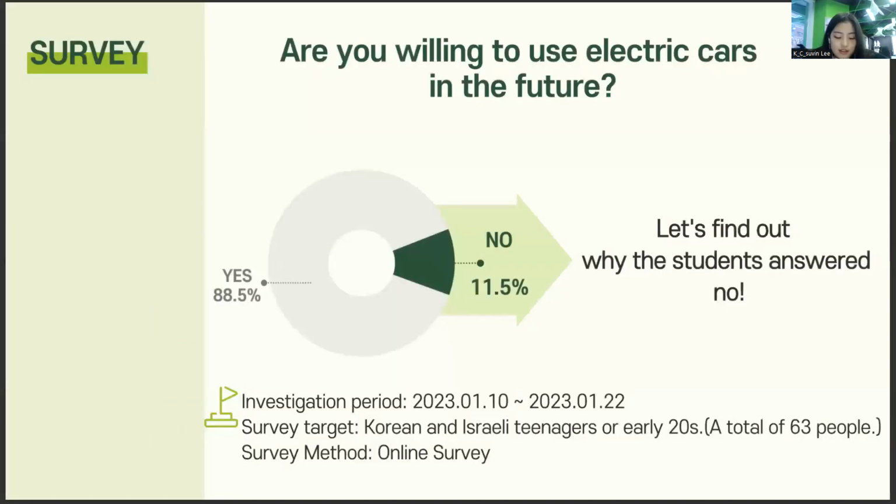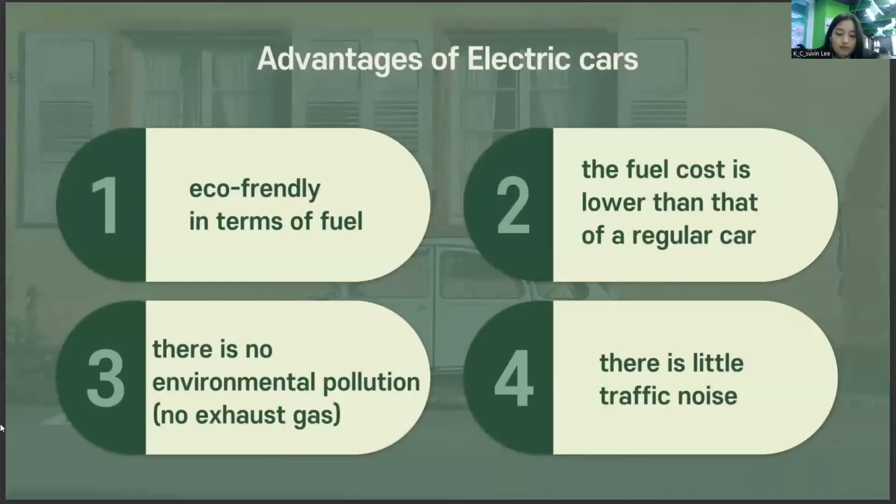To connect this with our theme, electric cars can solve environmental problems, which we have focused on by creating an objective tree. This is why we suggested that we should expand the use of electric vehicles.